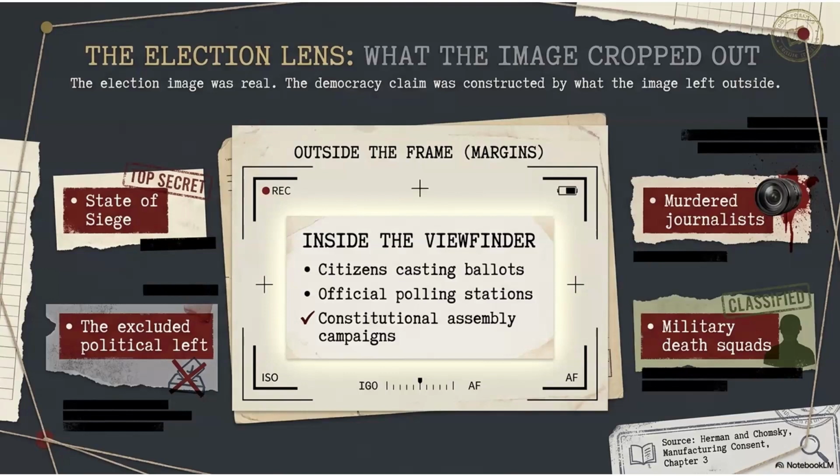So, this is the Chapter 3 argument. The media does not necessarily fabricate the election. It focused on one real part of reality, the election day, and made it stand for the whole political truth.